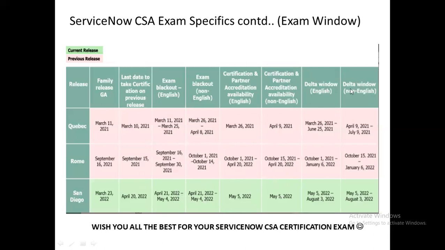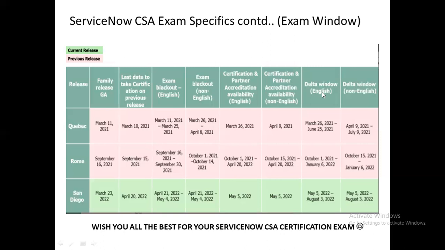Now, what we have to understand here is this delta window. This is very important. Generally, the delta exam is given especially in the case where, for example, you've done CSA certification already on any version, and now ServiceNow has released a new version. Then to maintain your certification, you are supposed to do delta certification also. This is why they call it the delta window.